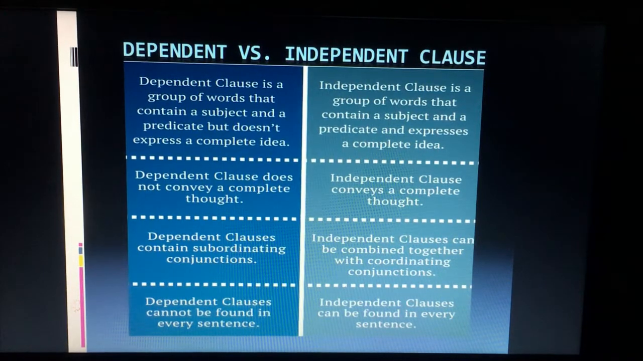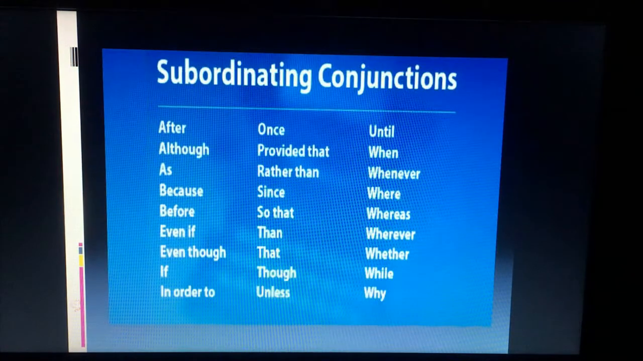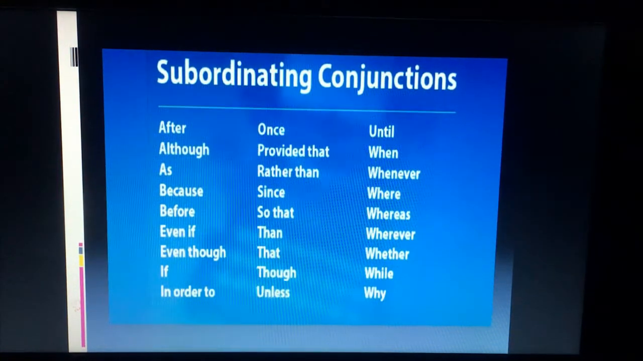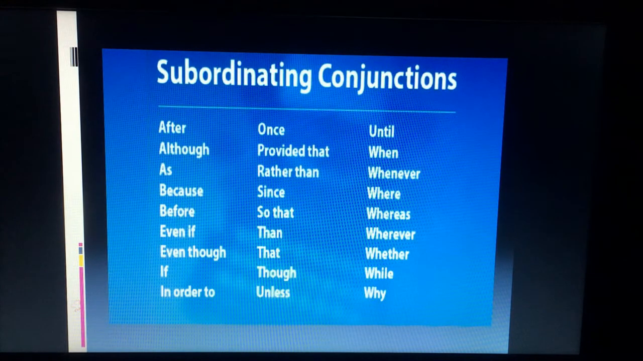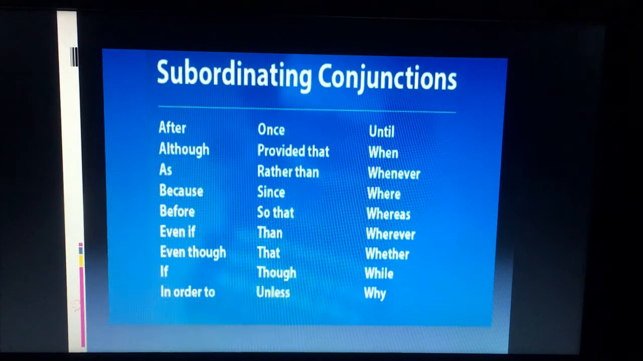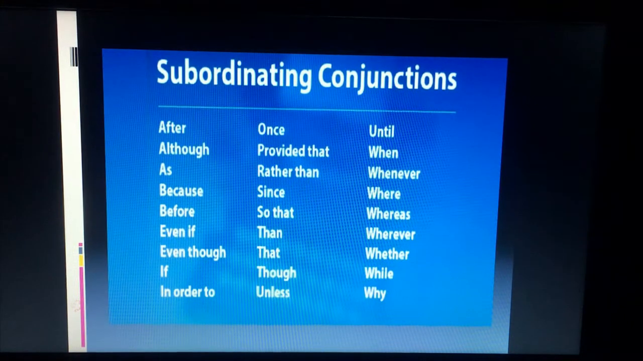I will come to subordinating and coordinating conjunctions as well. The last one: dependent clauses cannot be found in every sentence, but on the other hand, independent clauses can be found in every sentence. Most of the time we use independent clauses in sentences, and dependent clauses cannot be found every time, we need to search for them. Now I will show you the subordinating conjunctions. Here is a list of subordinating conjunctions which we use most of the time: after, although, because, before. These are some of the examples. Please have a look at this.